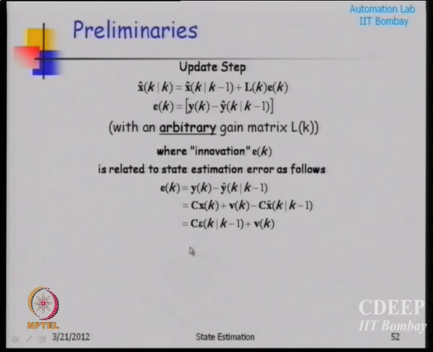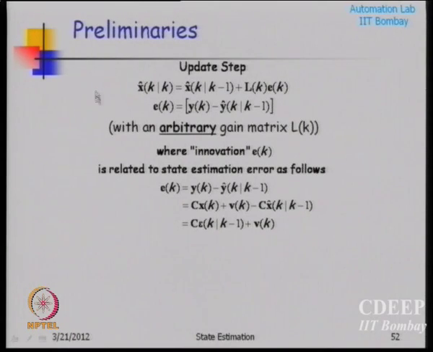What is EK? EK is typically called the innovation or residual. EK is nothing but YK minus Y hat K given K minus 1. What is yk? Yk is Cxk plus vk. So this is Cxk minus C x hat k given k minus 1, which is nothing but C epsilon k given k minus 1 plus vk.